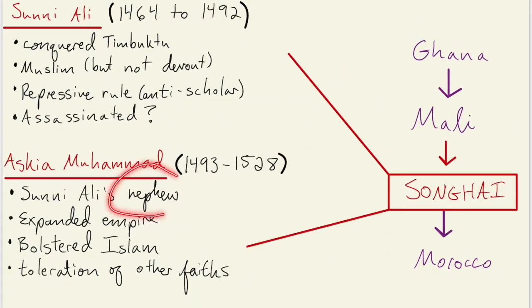Now, his nephew, and remember that this is a matrilineal society, so it's not his son who takes over. Instead of Sunni Ali's son taking over, his nephew, Askia, takes over, Askia Muhammad. He is kind of like the Mansa Musa of the Mali Empire. Okay, so he's the Mansa Musa of the Songhai.